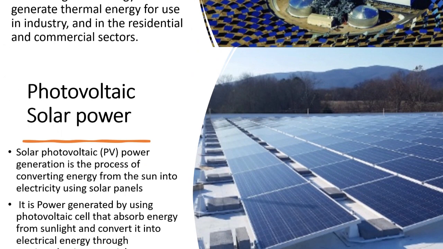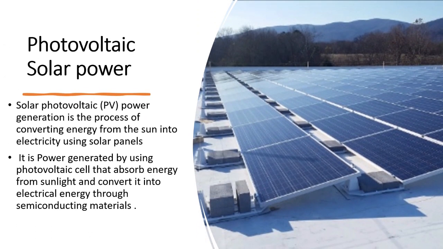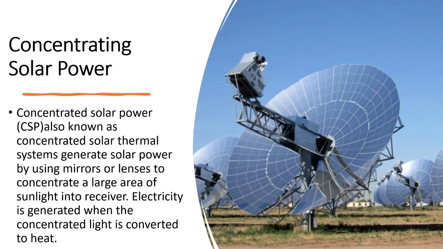Solar photovoltaic power generation is the process of converting energy from the sun into electricity using solar panels. It is power generated by using photovoltaic cells that absorb energy from sunlight and convert it into electrical energy through semiconducting materials. Concentrated solar power, also known as concentrated solar thermal systems, generates solar power by using mirrors or lenses to concentrate a large area of sunlight into a receiver. Electricity is generated when the concentrated light is converted to heat.